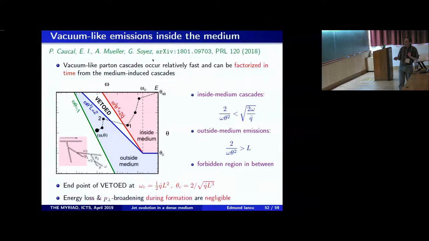Moreover, since the formation times are so short, we are speaking about logarithmic scales, right? So the formation time of this one is much, much more than L. Then one can ignore energy loss and p_T broadening during formation. So this whole cascade is created exactly like in the vacuum, except for the fact that there is no emission inside the veto region.